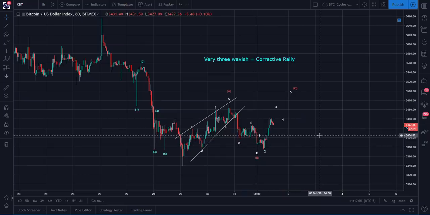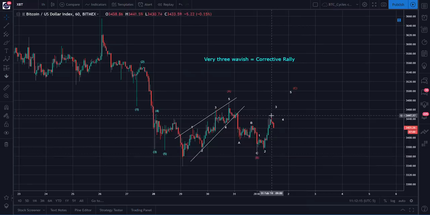Now, to consider, this could be an ABC also. And it'll just continue declining, absolutely. But if we give this the benefit of the doubt of 1, 2, 3, 4, and 5, it could rise a bit higher than the red A. It'll be more of a sideways action, just eating time and waiting to generate a lower low. So that's the short-term assessment.